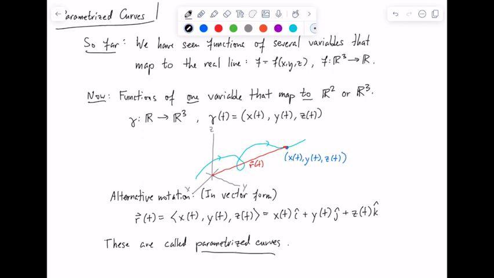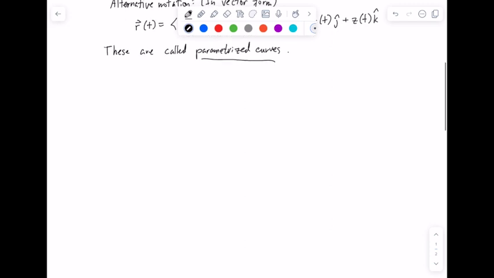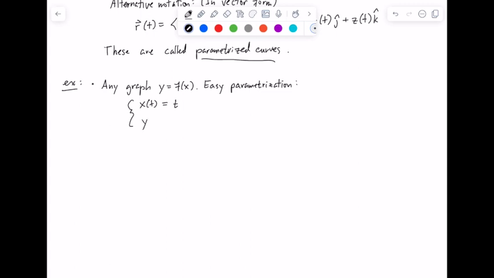Let's now take a look at some examples of parametrized curves. And the first one is actually very familiar to most of you. In R2, suppose you have any graph y is equal to f of x. Then there's an easy way to turn this into a parametrized curve. And this could be given to you by just setting x of t is equal to t. And if x is always equal to t, then because y is f of x, we just set y as a function of t now is just f of t.